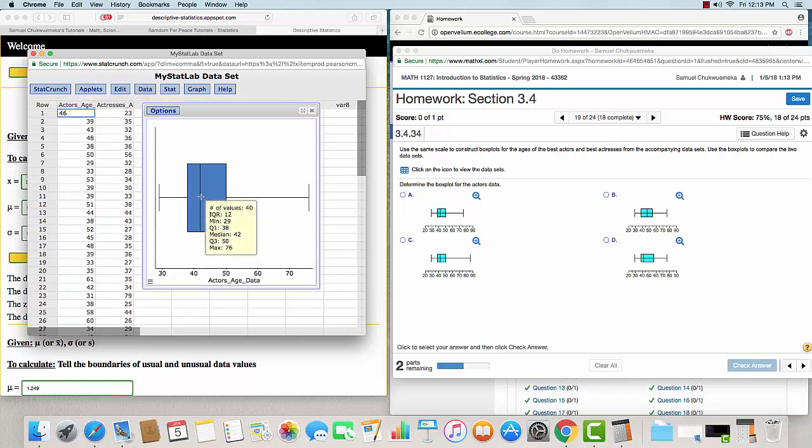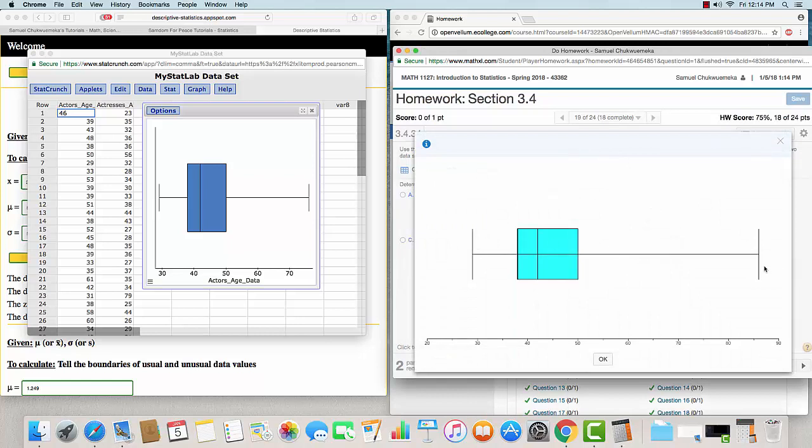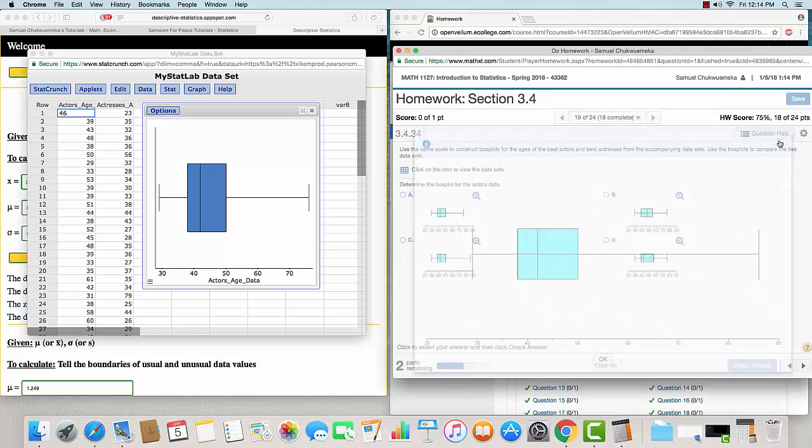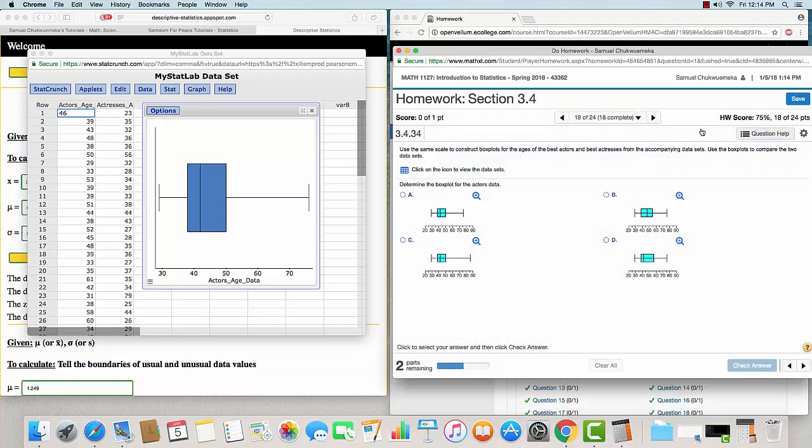Let's compare. Minimum is 29. A is okay. B is okay. C is okay. D is okay. All right. Maximum is 76. A is okay. B is okay. C is eliminated. Look at C here. Maximum 76. So C is gone. D is okay.